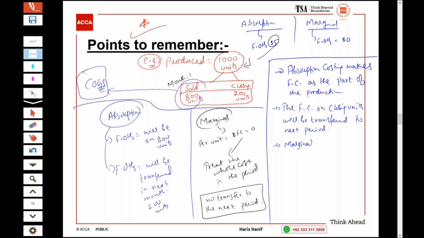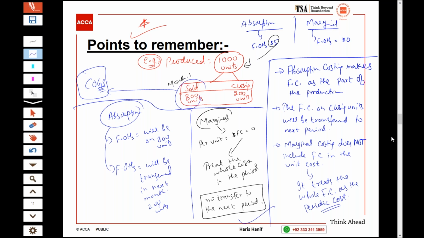Marginal costing does not include the fixed cost in the unit cost. It treats the whole fixed cost as the periodic cost. Periodic cost means the entire cost to be charged in the particular period, no transferring to the next period. The entire cost should be included in the periodic cost. Marginal costing is saying whatever the cost is incurred regardless of the production, you should make it part of the period cost.